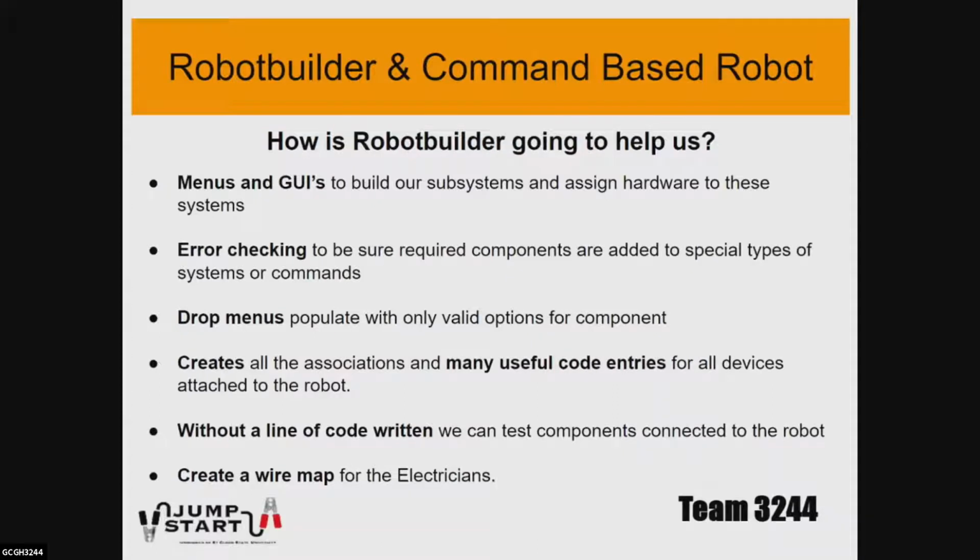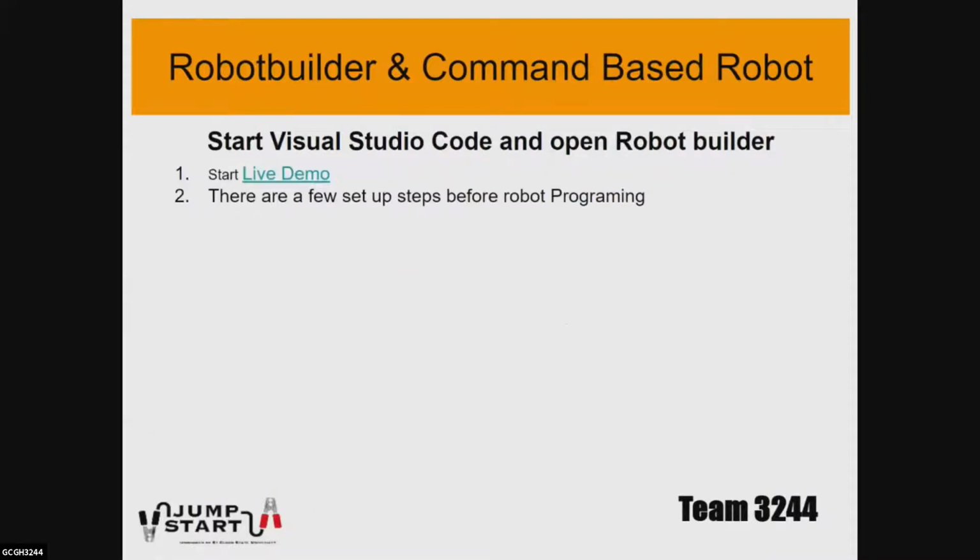Without a line of code written, we can test components connected to the robot and see if they're operating as we would expect. And finally, it'll create a wire map that we can send to our electrician saying, if you wire up this robot to these ports, the code will address them appropriately. So that's the end of our slides. We're going to move on to our live demo.